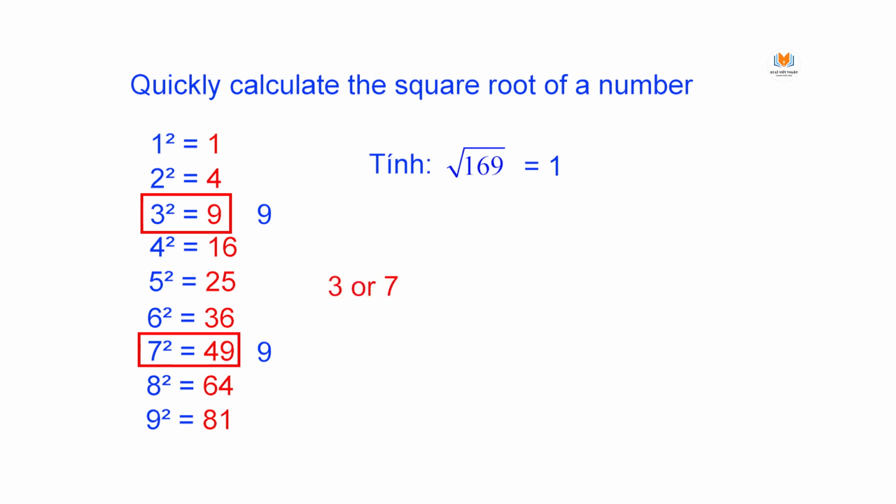So should we choose 3 or 7? To solve this problem, we have the first digit 1, and we multiply 1 by the next number, that is, 2, and the result is 2. We see 2 is greater than 1. Note, 1 is in 169. So we take the smaller number, that is, 3. So the square root of 169 is 13.